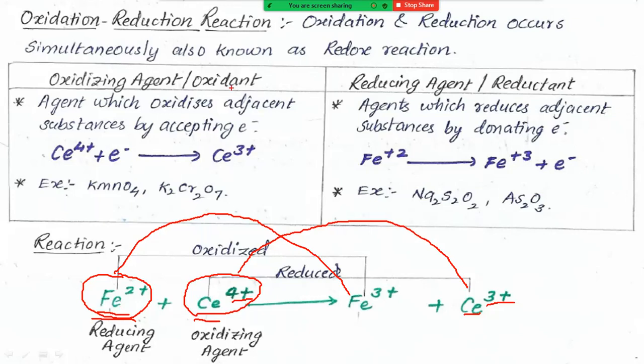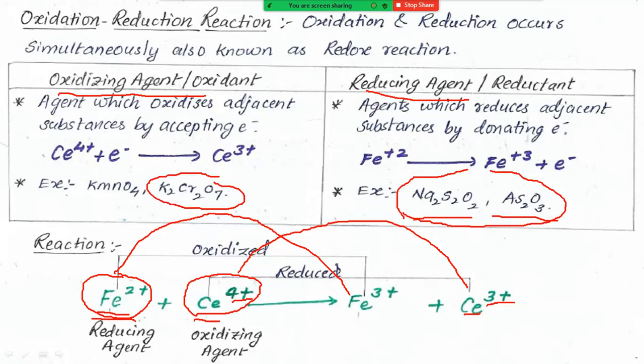And there are other important oxidizing agents also, like potassium dichromate. And there are reducing agents too, that is sodium thiosulfate and arsenic trioxide, right? So these examples should also be mentioned in the exam. It is very much important. The reaction has to be mentioned and examples also need to be mentioned.